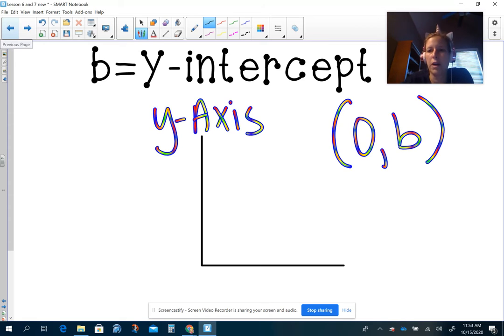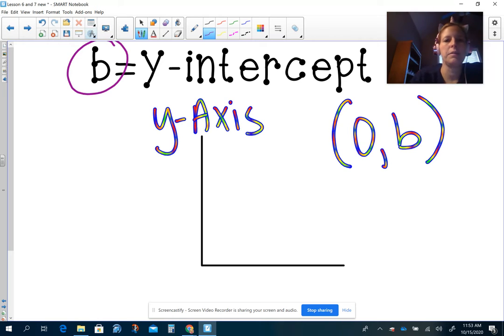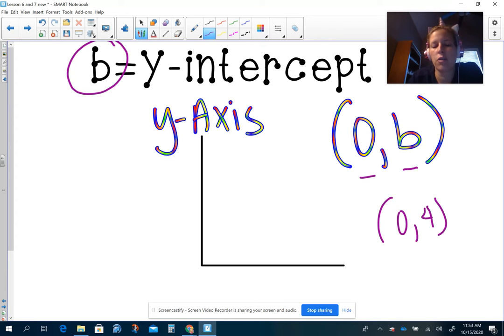Okay, I want you to write down in your notebook this right here, where my b is my initial value, but we're going to call it the y-intercept. Do you know why? Guess where it intersects? On the y-axis. So just like yesterday when I showed you the 0, b, it's the same thing. That is my ordered pair on my y-axis. So with my y equals 3.3x plus 4, then my ordered pair is literally 0, 4.